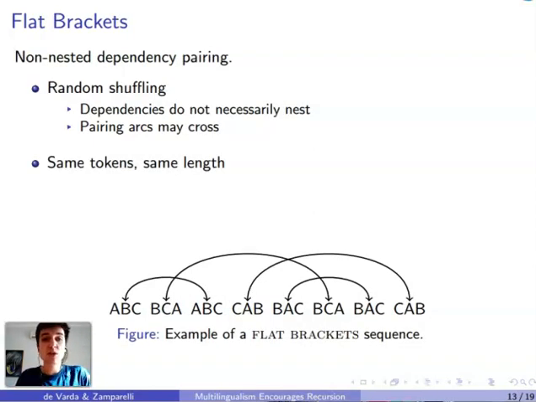The second condition in our study were flat brackets, which were sequences of tokens that were paired, but the arcs pairing them could cross, and so the dependencies did not necessarily nest. Crucially, these sequences were composed by the same tokens as the nested brackets, so the sequences had the same length.